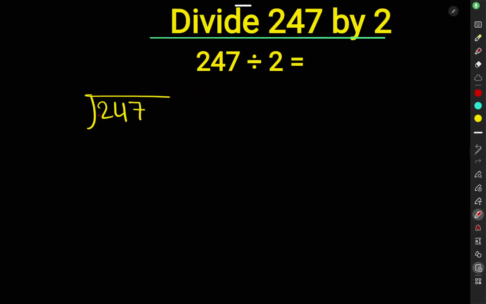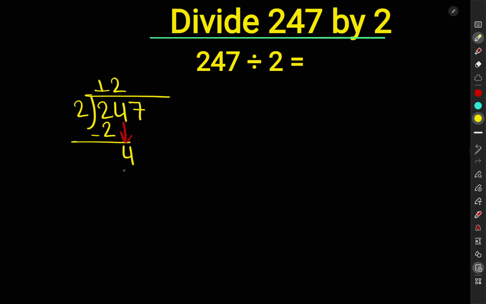We divide 247 by 2 in the long division method. So 2 times 1 means 2. On subtracting we get 0. So now we put down the number beside this, 4, and we remove this 0.